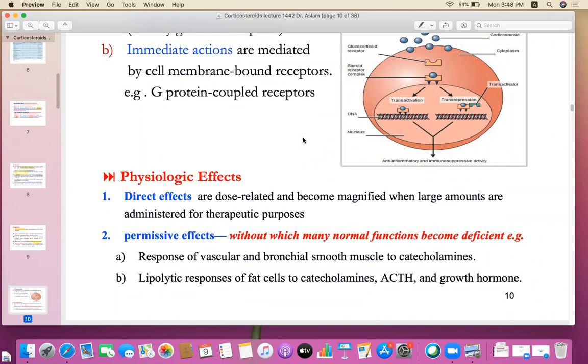The physiologic effects are the direct effects and the permissive effect. Direct effects are, just a minute.